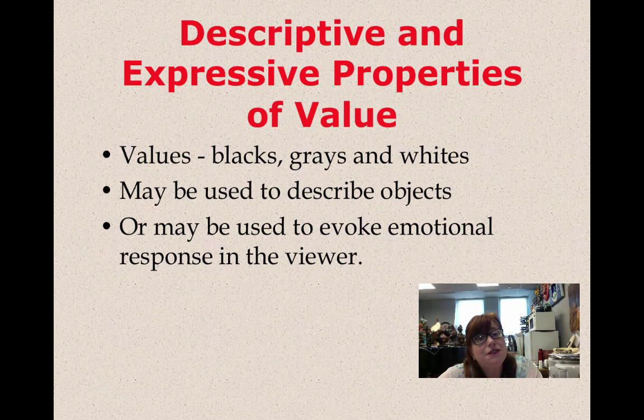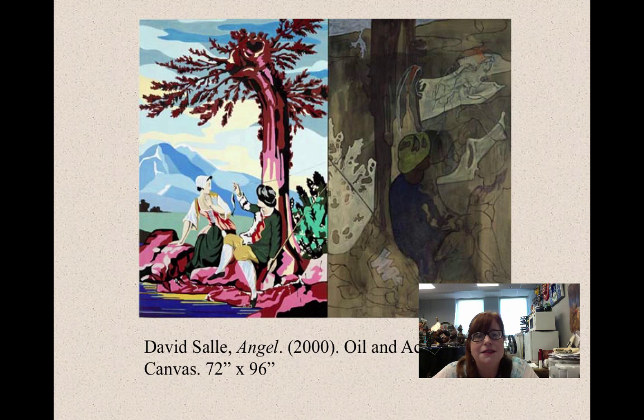And then we also have descriptive and expressive properties of values. So again, values refers to the different blacks, grays, and whites, which might be used to describe objects, or possibly to evoke emotional response in the viewer. So we're going to look at something that's a little bit more complex. Actually, I'm going to skip this. This is something your book uses. It doesn't really do a lot for me, except on the left-hand side, you can see there's a lot of value contrast, whereas on the right side, there's not a lot.